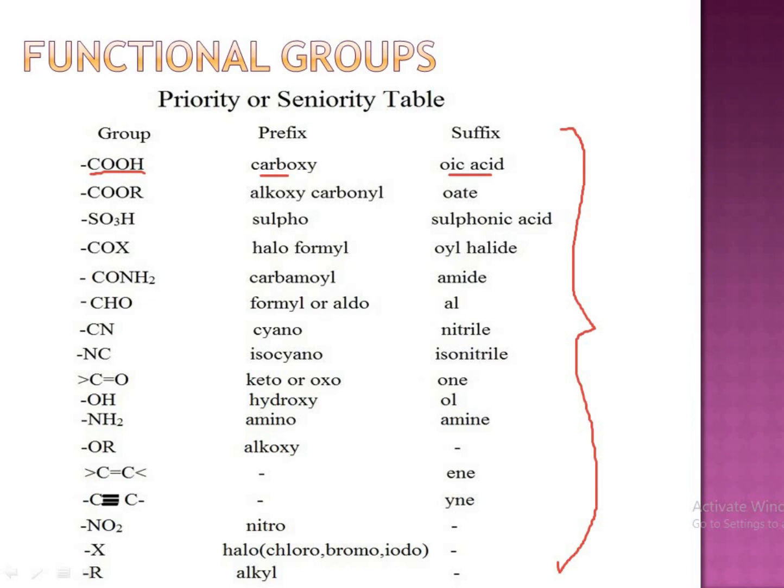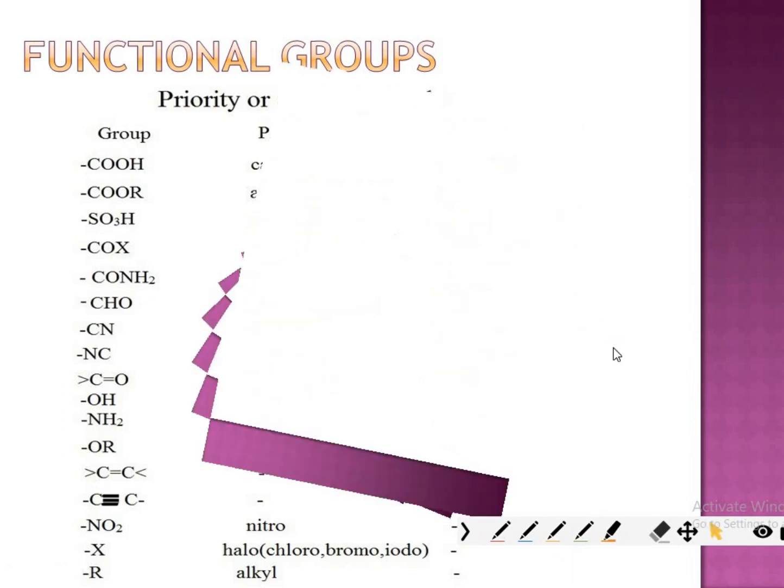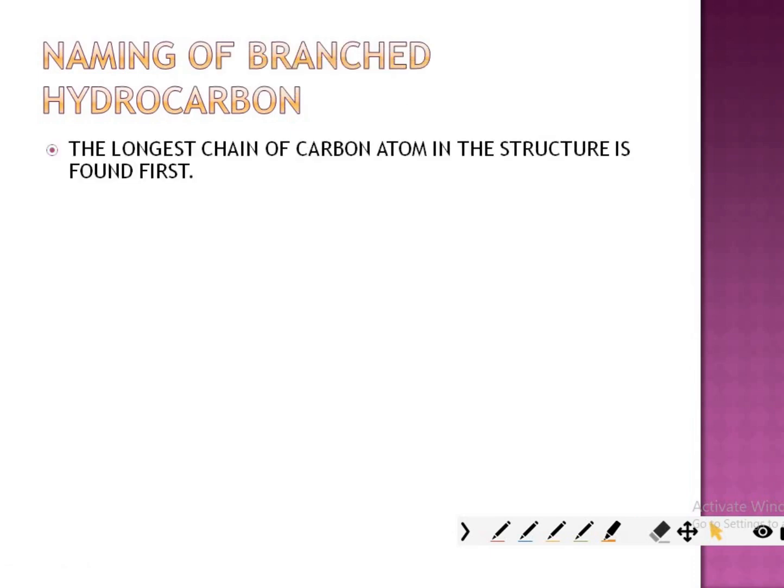Now, how will we use this priority in naming? It will come in branched hydrocarbon naming. Here we will see the rules. The first rule is that the longest chain of carbon atoms in the structure is found first.